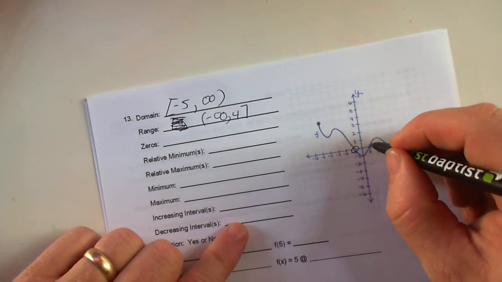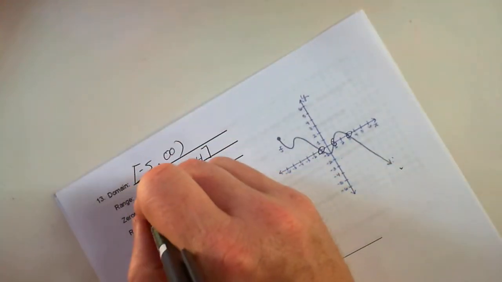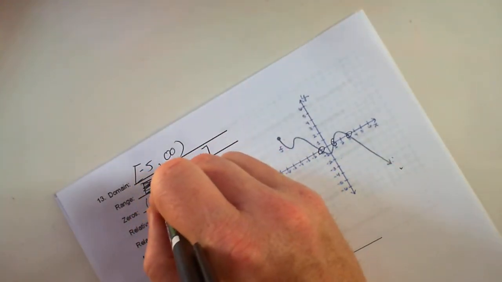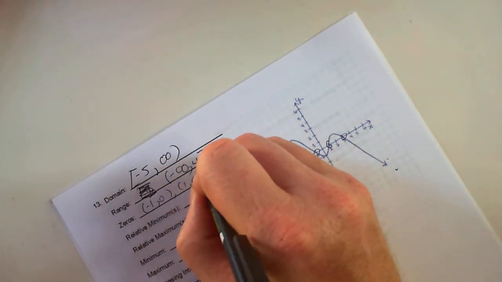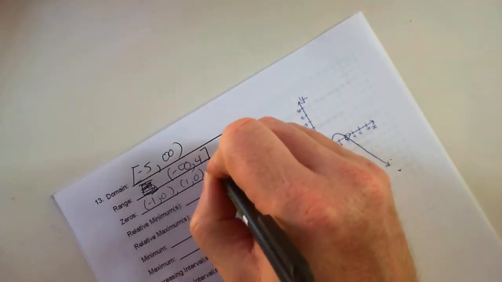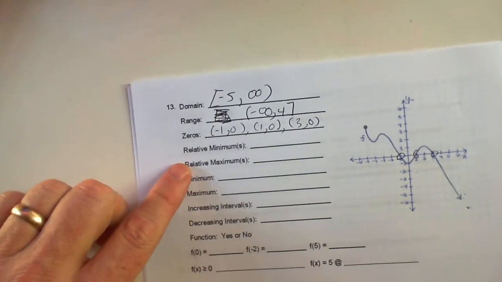We have zeros at negative 1, 1, and 3. So negative 1, 0, 1, 0, and at 3, 0.